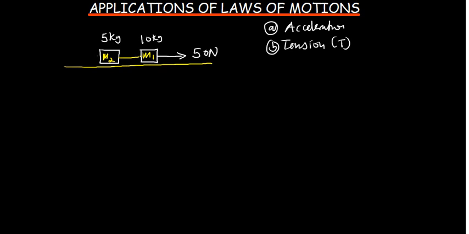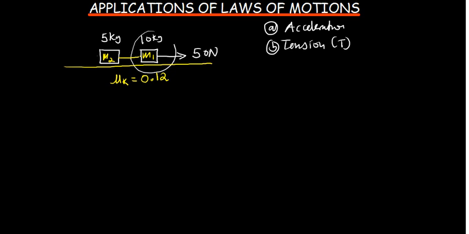Now we've been told that in this table there is a coefficient of kinetic friction, let's say of 0.12. We want to find the acceleration and also the tension. And the question is, how are we able to do that? So we're going to look at this mass 1 alone.